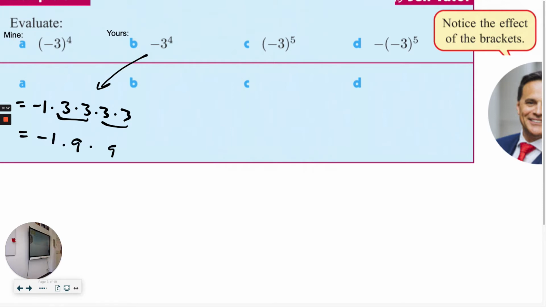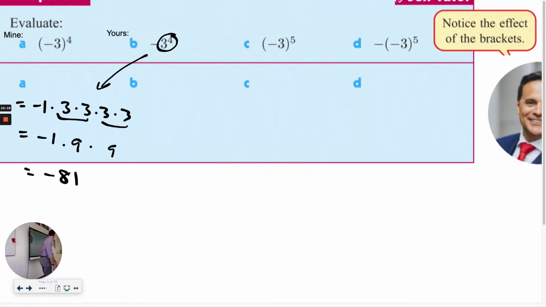So negative 3 to the 4th really means negative of 3 to the 4th. Be careful with that. They look very similar, but if you punch one into your calculator and the other, they'll give you different things. This means I have negative all of this junk. All of this junk is 9 and another 9, that's 81, and then negative that, negative 81.